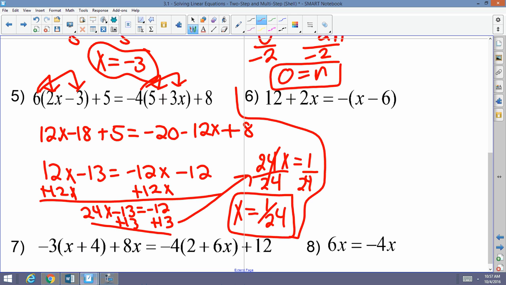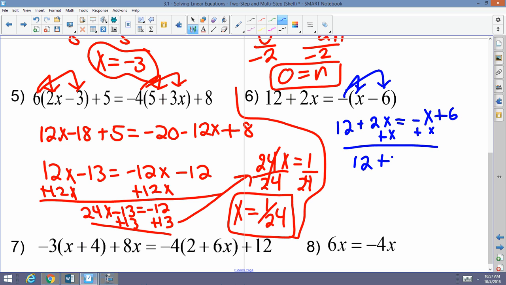Make sense, boys? All right, I'm going to do 6 in blue because I know that took a little bit of space. So I've got 12 here plus 2x equals. What's that negative outside of the parentheses represent? A -1. Thank you, gentlemen. So that's negative x plus 6. Who do you want to move, the 2x to the right or the negative x to the left? I don't care. Okay, so let's add x to both sides.